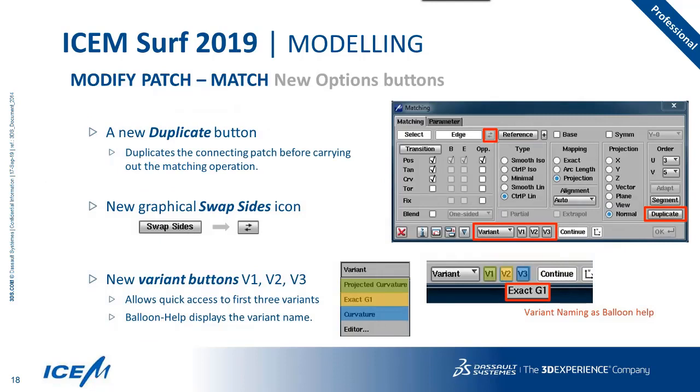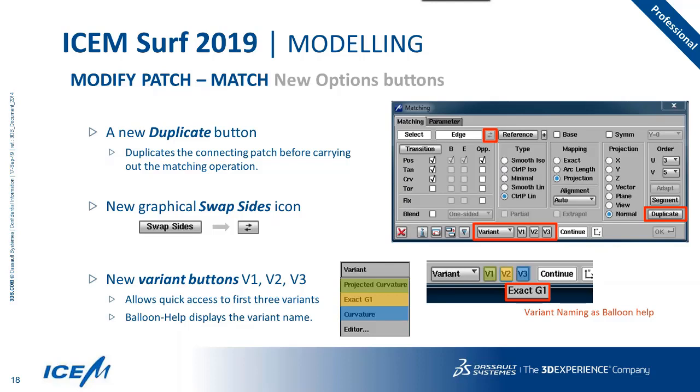Other enhancements that we've added, very pleased to see some of these. Now where my mouse is, this is the swap sides. We finally made it a graphical symbol like in other parts of the software. We've added a duplicate button to matching. This was an enhancement request from our friends in the Czech Republic, I think. Very pleased to see this one. What this means is that before you make your match, you can duplicate your original surface just in case you didn't want to change it, or you want to go back to it easily if you go beyond more than one undo. So it's a nice user enhancement.